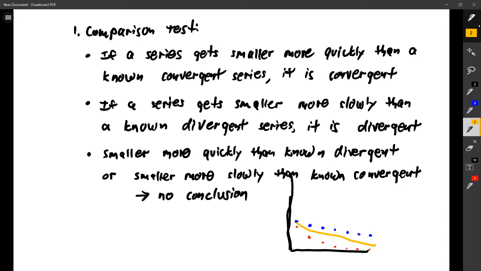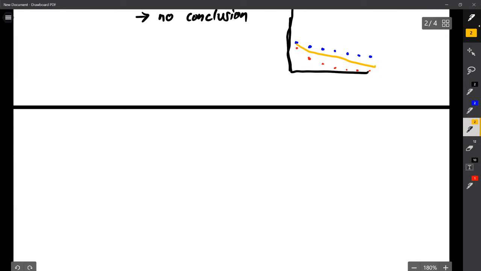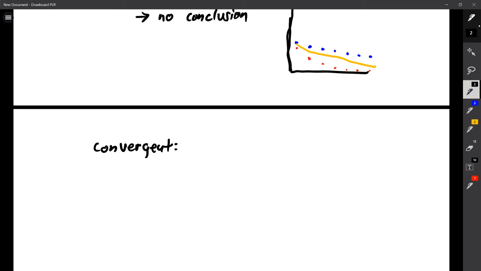All right, so we've made reference to these different known convergent series and known divergent series. So what can we work off of here? All right, ones that we know are convergent. We have anything of the pattern 1 over n to the p, where p is greater than 1.